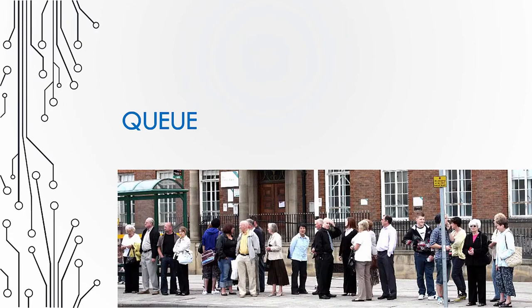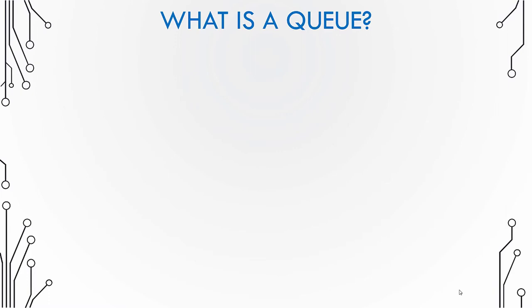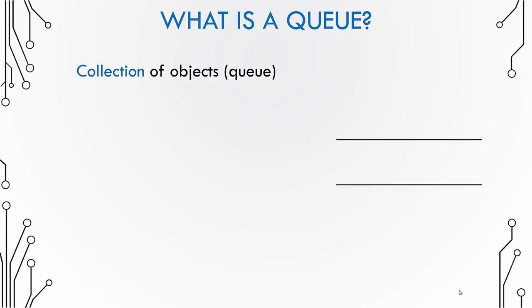In this video, we are going to learn about what a queue is. In computer science, the queue is very similar to the real-world queue that we have. So let us look at what exactly is a queue. A queue is basically a collection of objects, right? Just like the real-world queue, we have a collection of people. Here we have a collection of objects that are stored in memory.